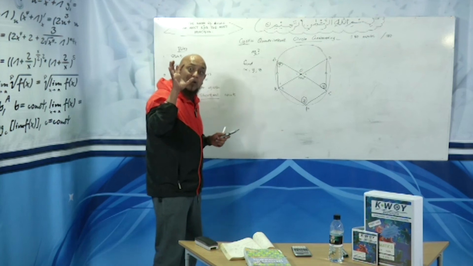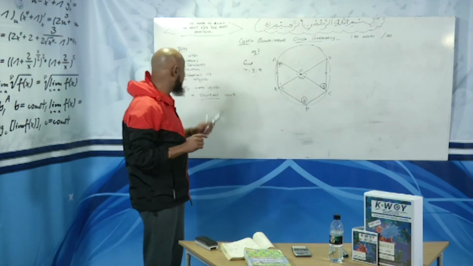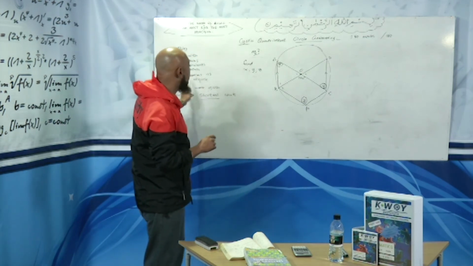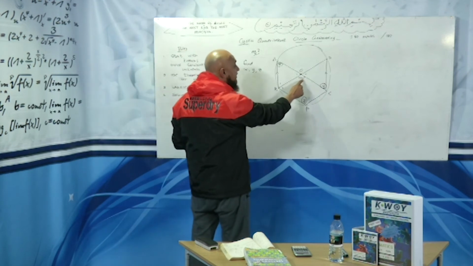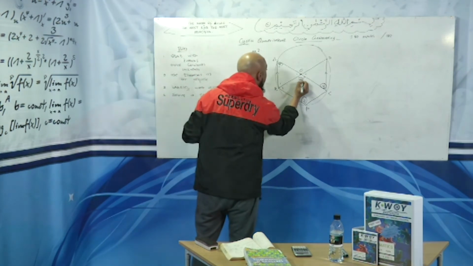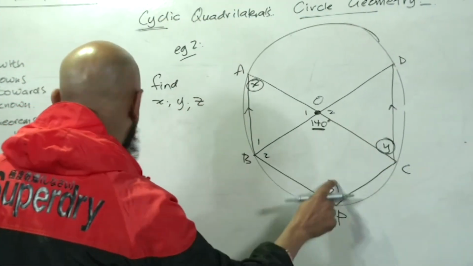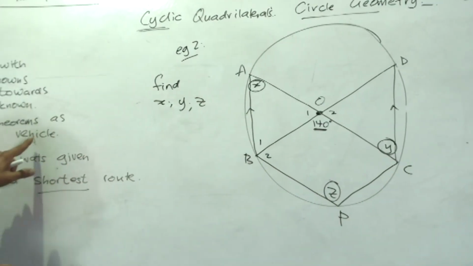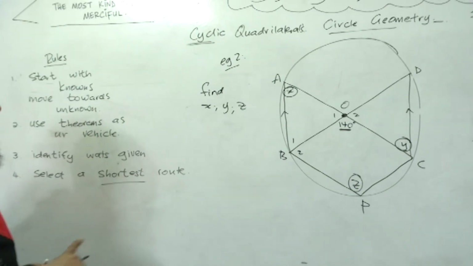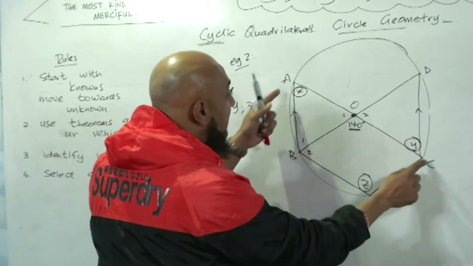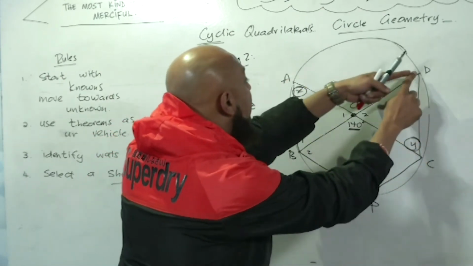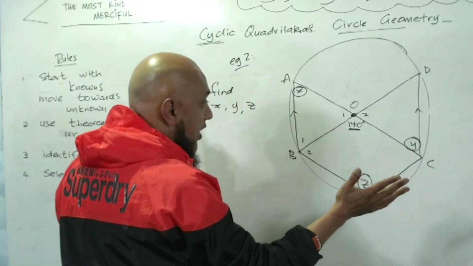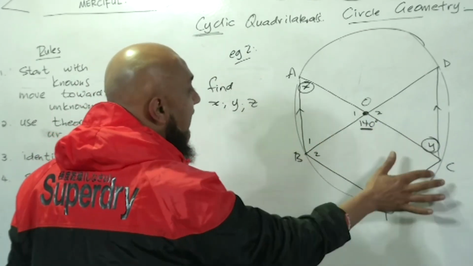Again, let's study the problem first. Start with the knowns, moving to the unknowns. Which is my only known? 140 degrees. Which are my unknowns? X, Y, Z. Theorems. Let's study the diagram. What's given? We're given a diameter. Is it subtending any angles? No, not yet.